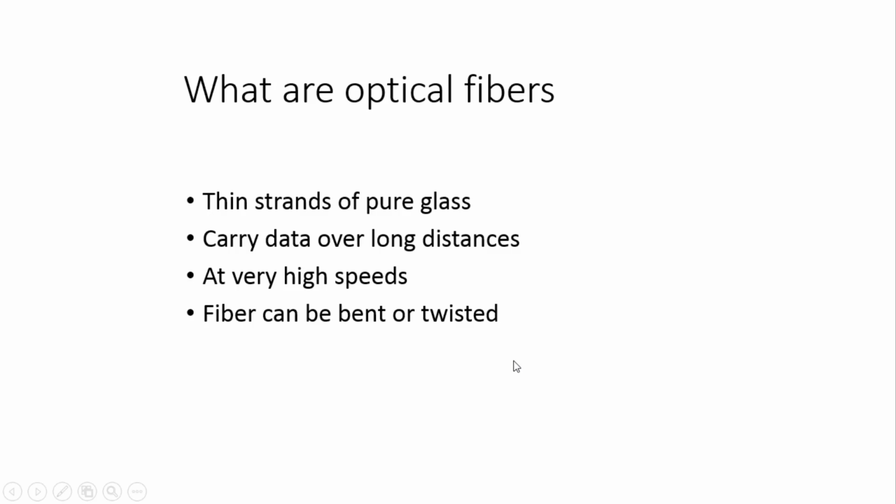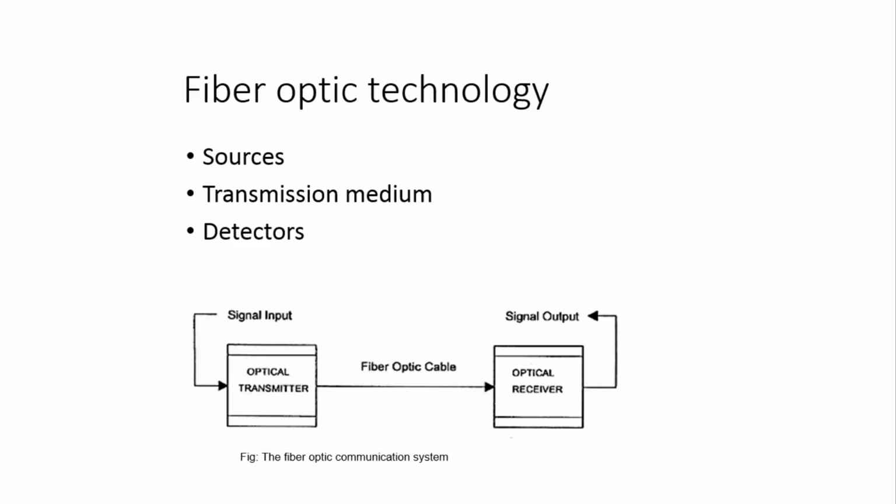What is optical fiber? Thin strands of pure glass carry data over long distances at very high speed. Fiber can be bent or twisted. Fiber optic technology consists of a source, transmission media, and a detector.